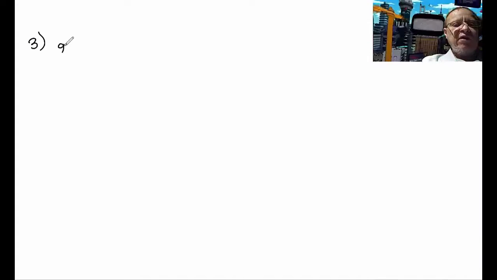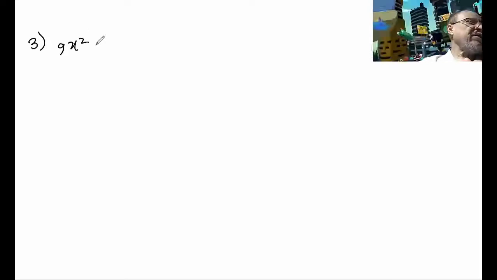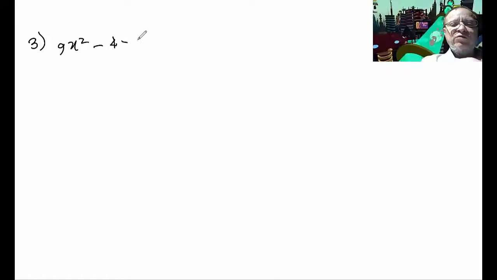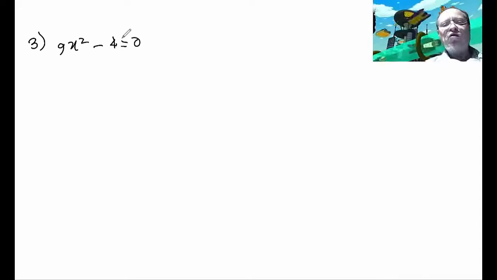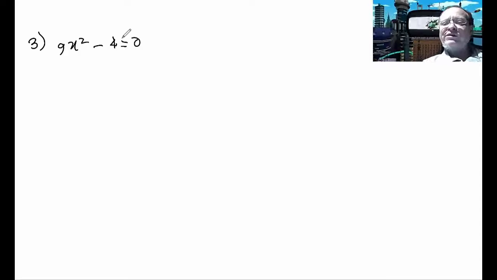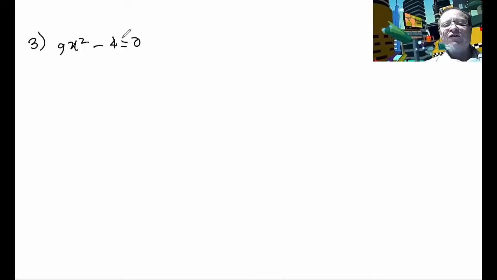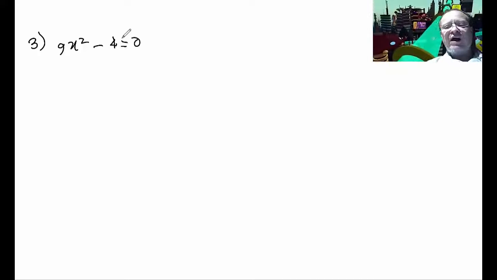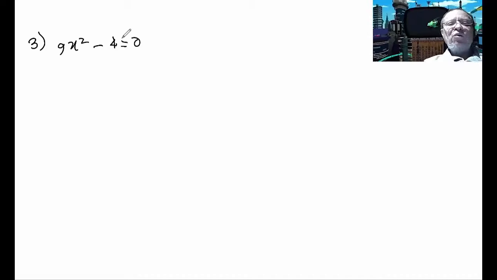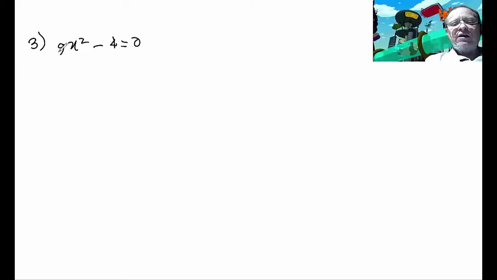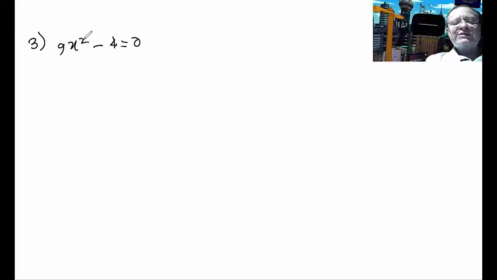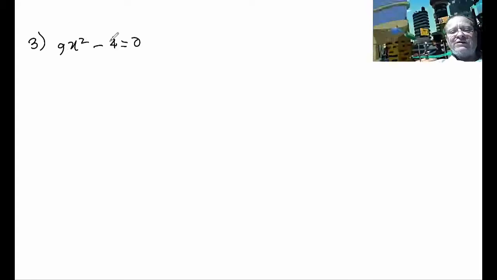In example number 3, we're asked to solve 9x squared minus 4 is equal to 0. Now, in our previous problems, everything was factored for us, because in order to solve it, we have to break it into its factors and set each of those factors equal to 0. Well, in this one, we notice we have a familiar pattern, and we see we have the difference of two squares. 9x squared is a square, and 4 is a square.